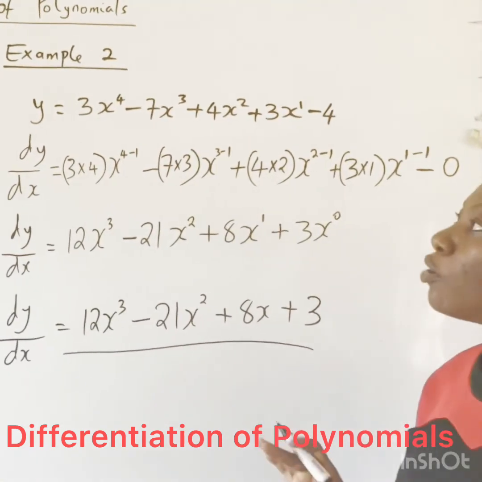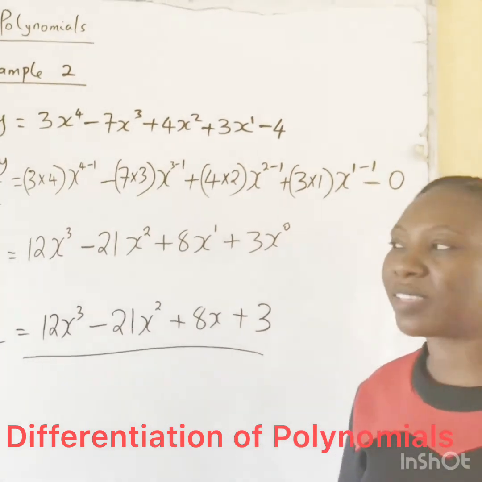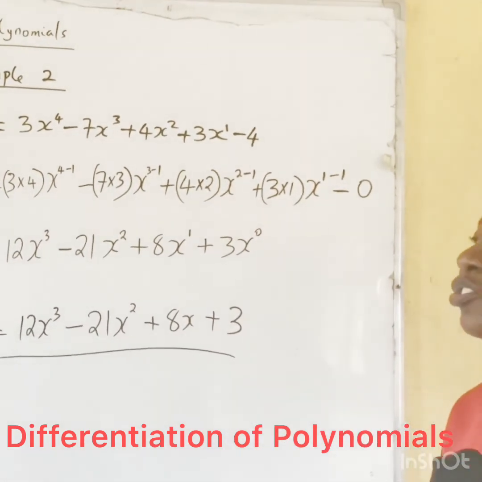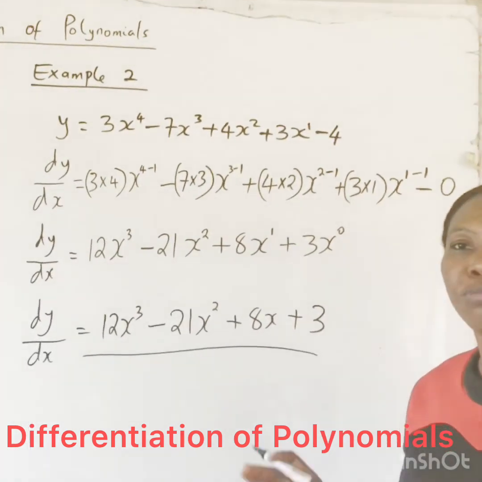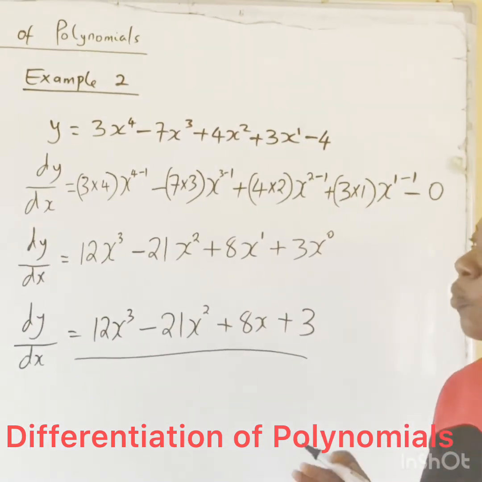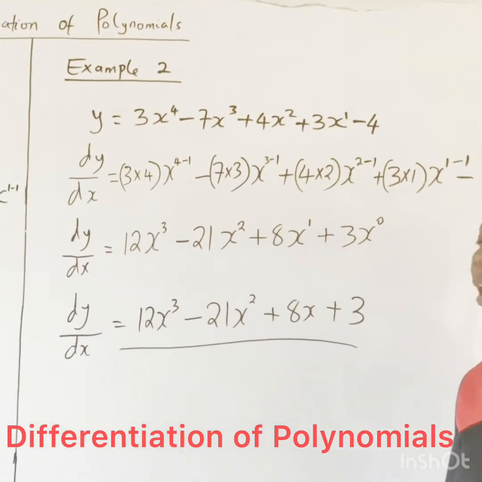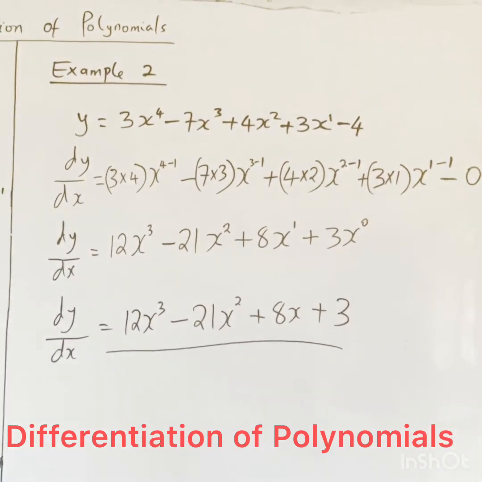So that is it for differentiation of polynomials. Remember I said initially you differentiate term by term, one term at a time. Don't juggle everything together. One at a time, one at a time. And that is how you do it, and you get your right answer.